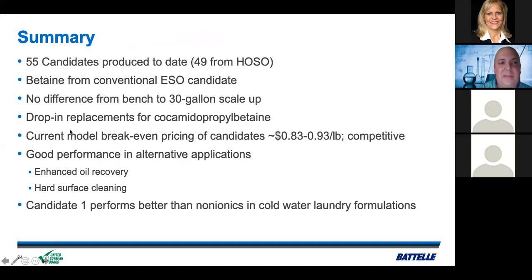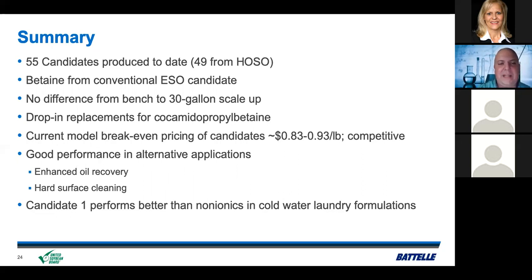So just to summarize, we made 55 candidates, produced to date, 49 from high oleic soy. Our betaines from both the high oleic soy and the conventional epoxidized soybean oil perform well. We didn't see any difference, meaning that we have a robust, repeatable, and scalable process. We have drop-in replacements for cocamidopropyl betaine. There may be some stain trade-offs in the cleaning performance, but overall they come out comparative.